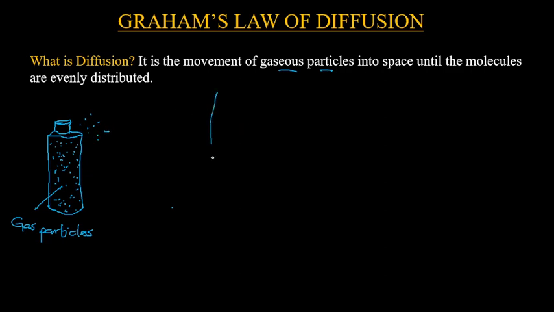Let's say this is a room. So when this is sprayed at one part of the room, within a few minutes, you begin to smell it at the other part. If this is point A and this is point B, we begin to smell it here. Why? Because the particles are moving from this region where they are highly concentrated until they are evenly distributed all around in the room. So that is diffusion. That's what diffusion is.